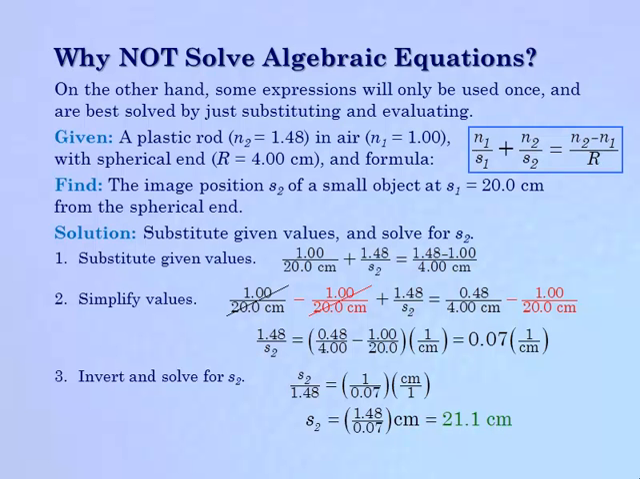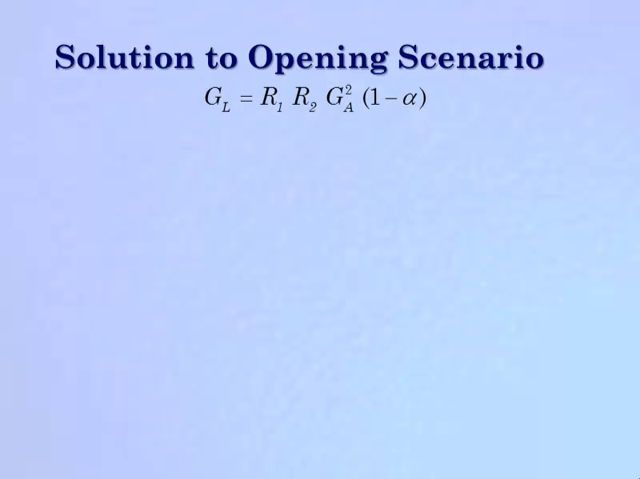So if we invert both sides, remember where we learned that we can invert both sides of the equation and it'll remain valid. So we'll invert s sub 2 over 1.48 and invert 1 over 0.07. So we'll isolate s sub 2, and we have 1.48 divided by 0.07 centimeters equals 21.1 centimeters. Now let's return to that opening scenario with that big complex expression and see how we can solve for g sub a.